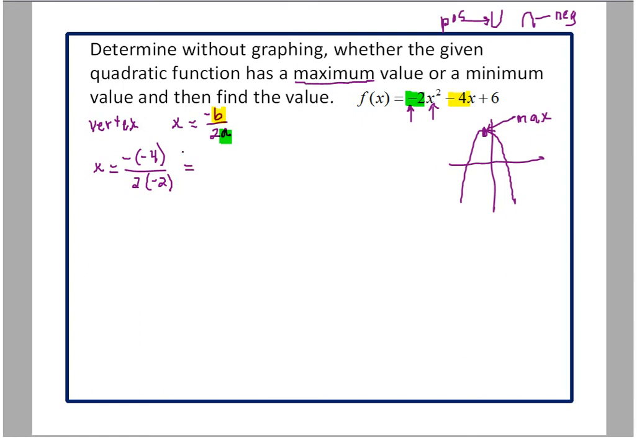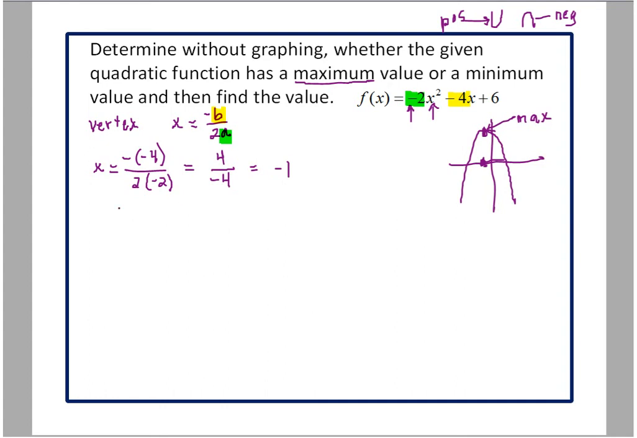So a negative negative 4 is actually a positive 4. And 2 times negative 2 is a negative 4. So that gives me 4 divided by negative 4 is a negative 1. Well, that's the x value, negative 1. But that's not the height. The height, we need to find the y value. So we're going to plug that negative 1 in, substitute in for the x in the equation.